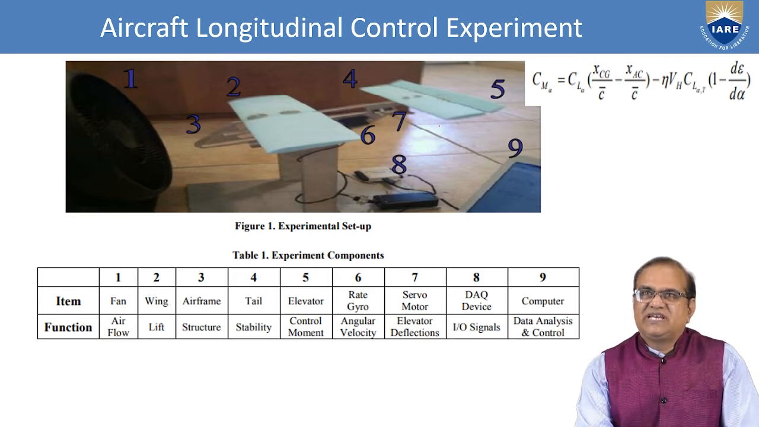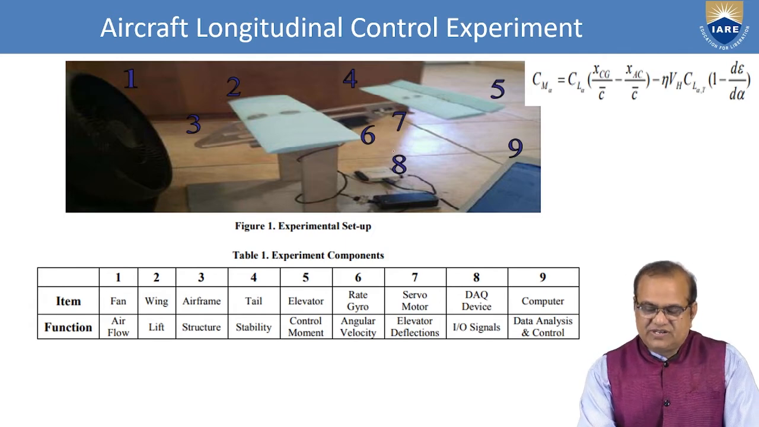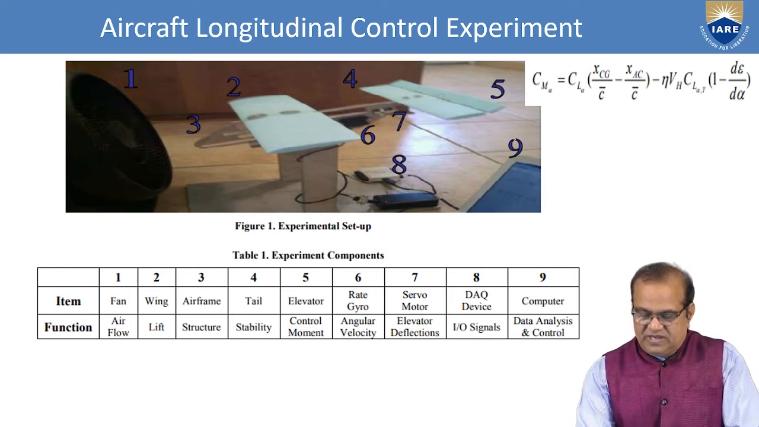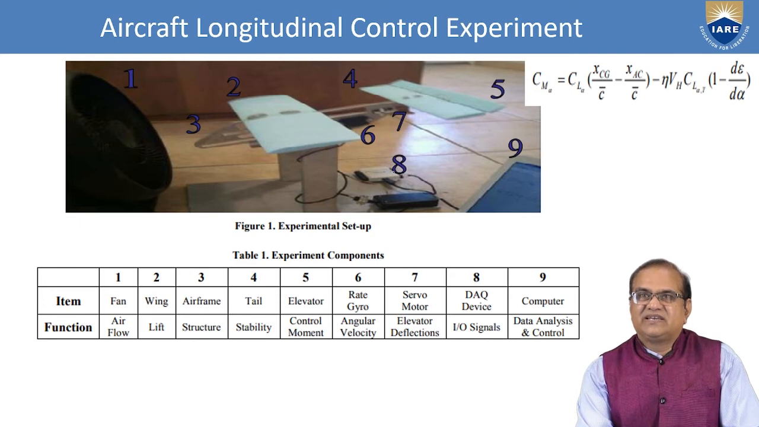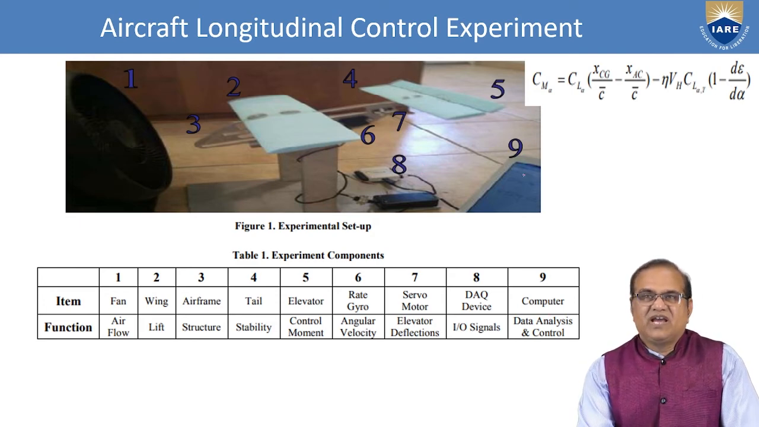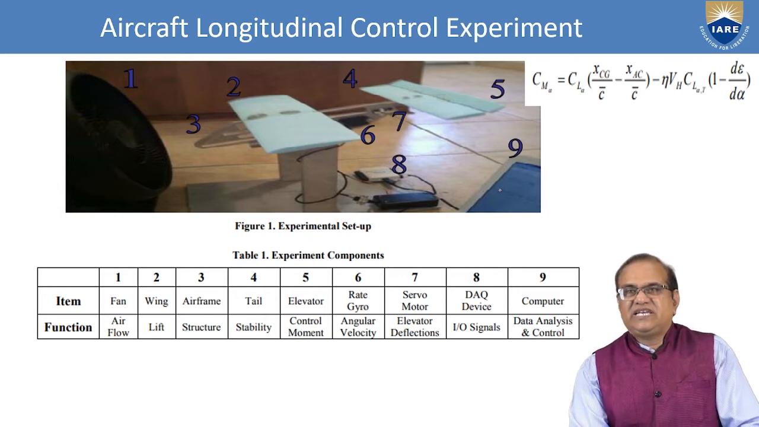So this number 5 is the elevator. Number 6 is the rate gyro. We have to put here a rate gyro, which will give all the motions, acceleration and rotation of the aircraft. Then we have the servo motor. This is the same one which is used to deflect this system. Then we have the DAC system, 8, and then we have 9, one small computer here. In this computer we are fixing this item and we are getting the necessary output.